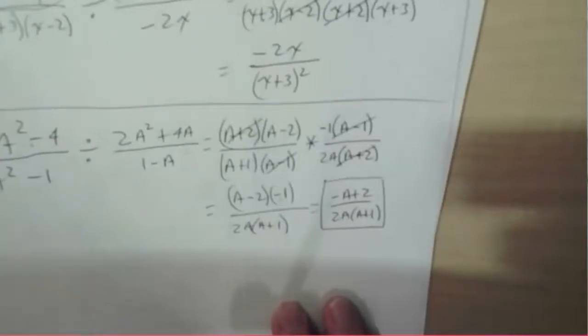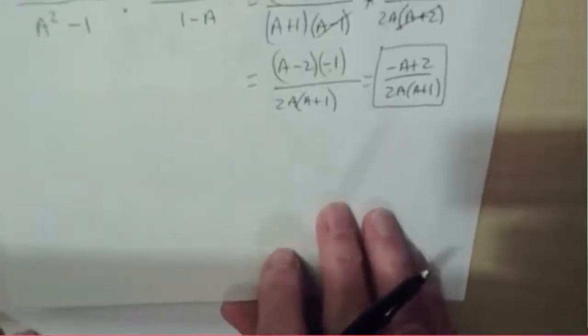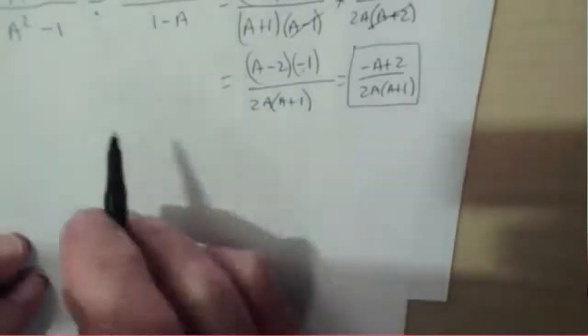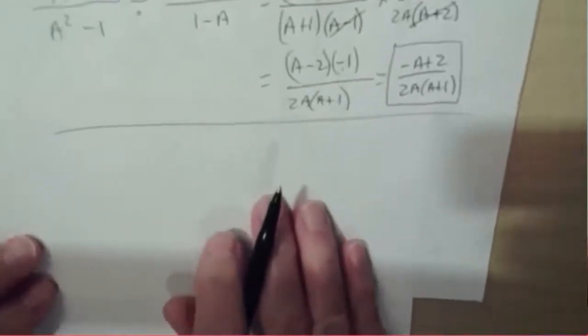Okay. Now this is when you have complex fractions and you're adding them. There's several different ways you can do this. I think you'll find that this is the easiest way.